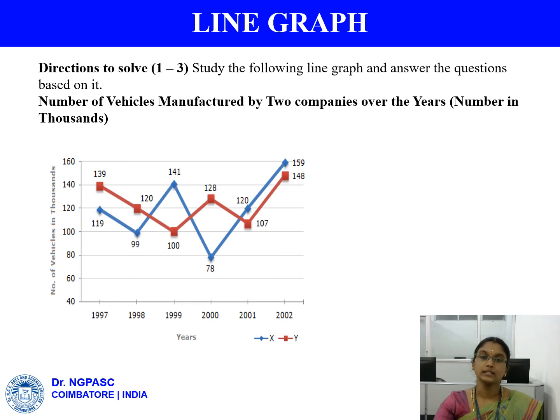Next example is the line graph. See the question: study the following line graph and answer the question based on it. The line graph is based on the number of vehicles manufactured by two companies over the years, with numbers in thousands, so the answer must be in thousands. The x-axis is the years, and the y-axis is the number of vehicles manufactured each year. The red line denotes Y and the blue line denotes X.